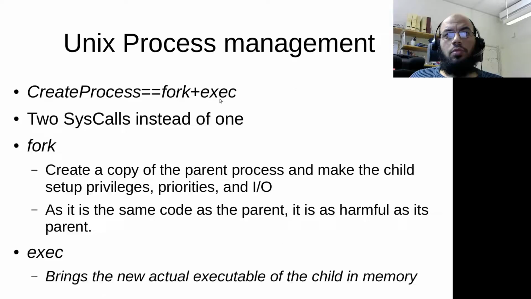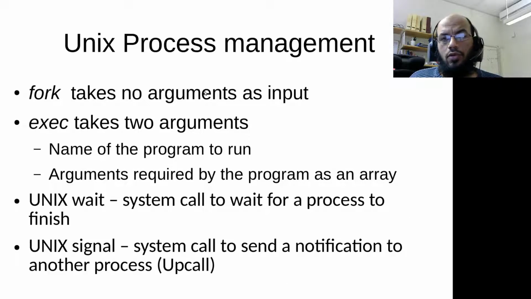And that basically means that the execute command is the one that actually brings in the new process into being. Fork takes no arguments as input, as it's just, well, replicate the parent, while execute takes two arguments, which are the name of the program to run and the arguments required by the program as an array. So if the program requires new arguments to start in, then this is passed using the second argument.